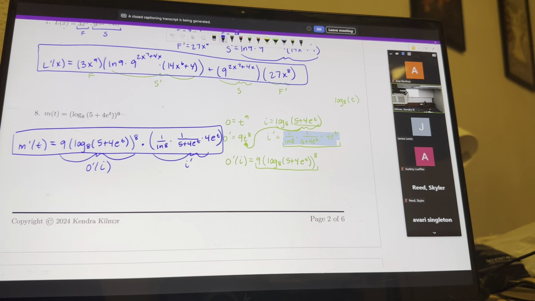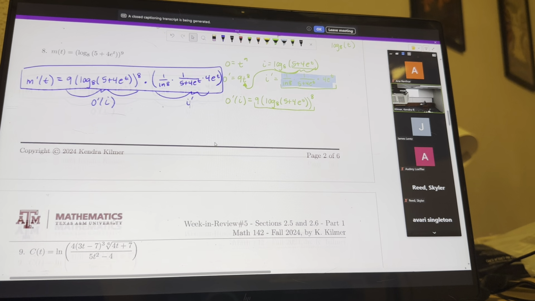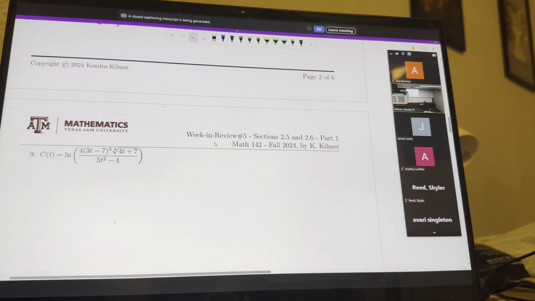Okay, so one more before we look at some applications. All right, so number 9 is written as a huge mess. Okay, and so number 9, if I try to take the derivative of that as written, let me try to explain what we are doing, right? We are dealing with the natural log of a function.